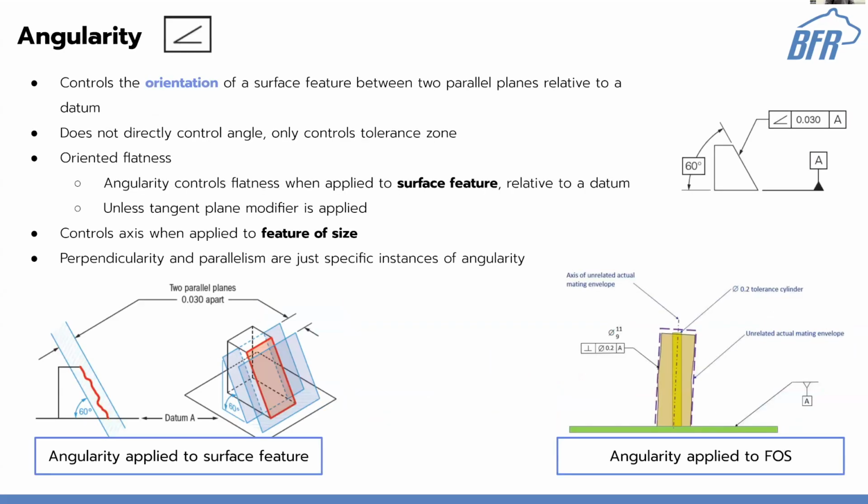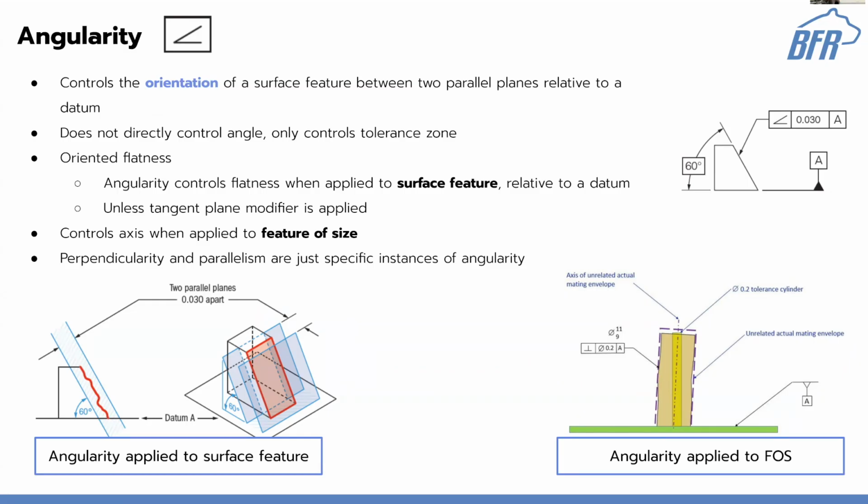Angularity is the next one. Again, you'll see the trend that you can always see the multiple planes that they're creating, that create a keep-in zone, right? That makes it very clear whether or not something's failing. This angularity controls the orientation of a surface feature between two parallel planes relative to a datum. So if I have my datum, like a flat face on here.